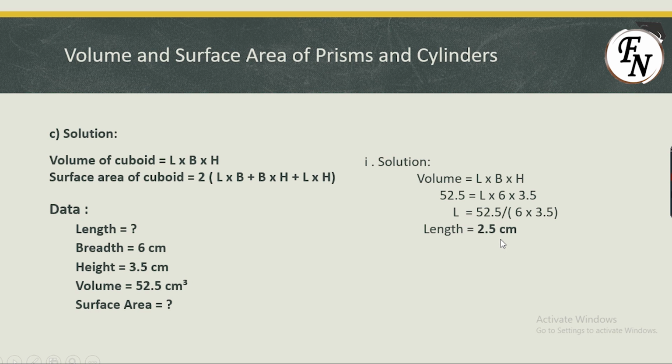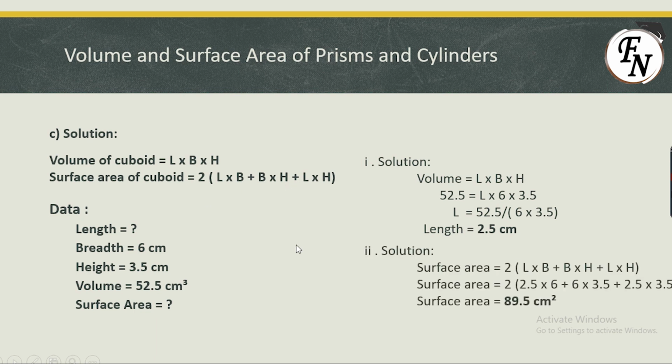So now we have all the dimensions again. 6 is breadth, 3.5 is height, and 2.5 is length. So we can substitute it in the surface area formula to obtain the surface area, like here. All the values are fed in, use BODMAS, and then multiply it by 2 to obtain the answer, which is 89.5 cm square.